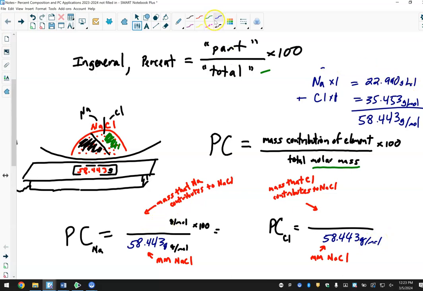Well, doesn't sodium bring 22.990 grams per mole to this? And chlorine brings 35.453 grams per mole. And because it's a percent, you multiply by 100. Okay? So we're going to get these numbers here in a sec.